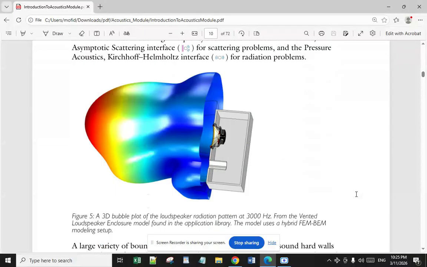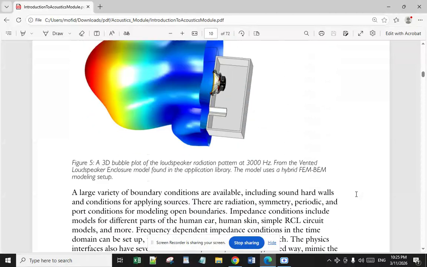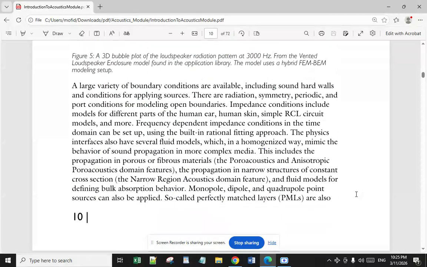Figure 5 shows a three-dimensional bubble plot of the loudspeaker radiation pattern at 3000 Hz from the vented loudspeaker enclosure model found in the Application Library. The model uses a hybrid FEM-BEM modeling setup. A large variety of boundary conditions are available, including sound hard walls and conditions for applying sources. There are radiation, symmetry, periodic, and port conditions for modeling open boundaries.